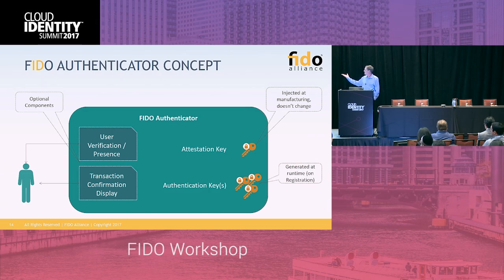And these are the things that the Authenticator actually takes care of. It takes care of user verification, user preference, and transaction confirmation display. It holds your attestation keys and your authentication keys itself. The authentication keys are per relying party, and your attestation keys wind up being per device.